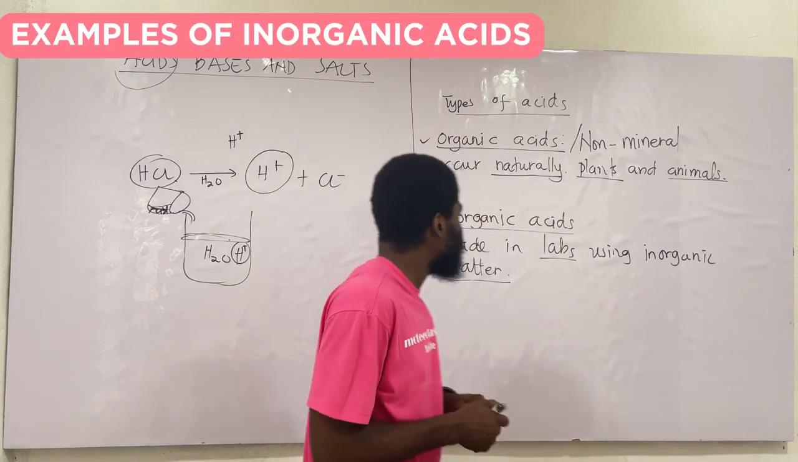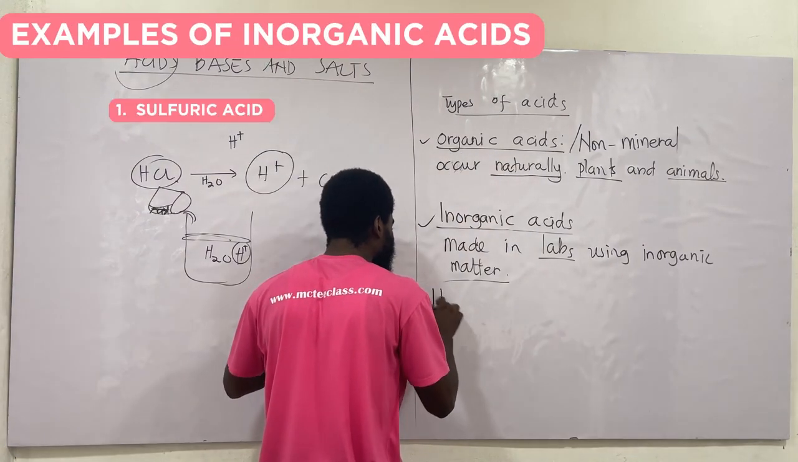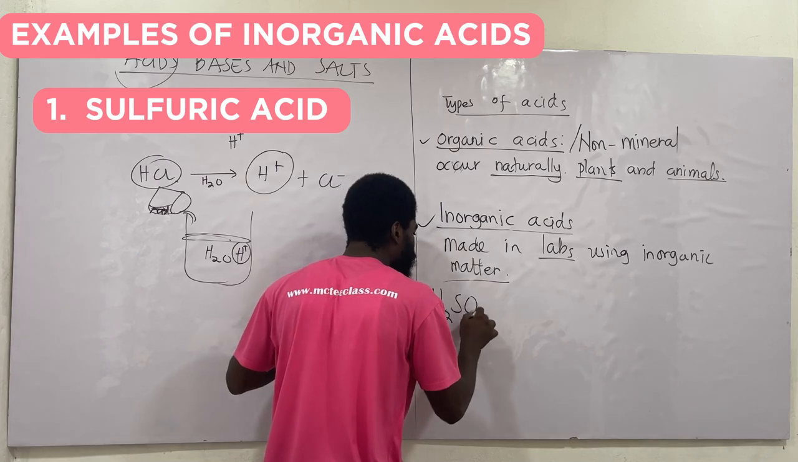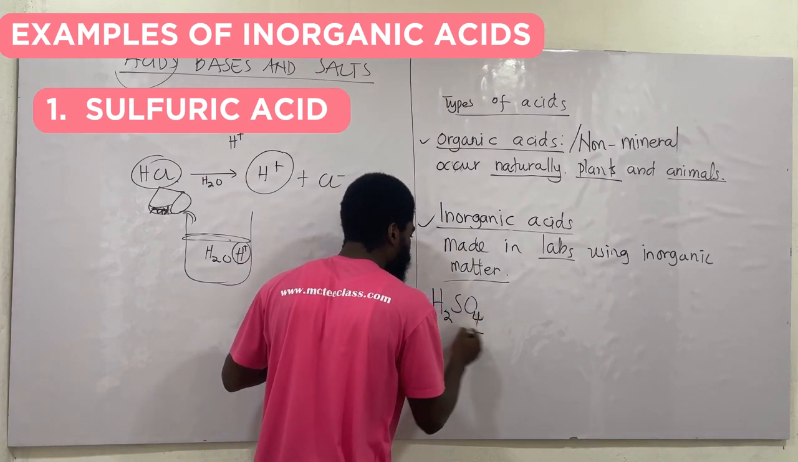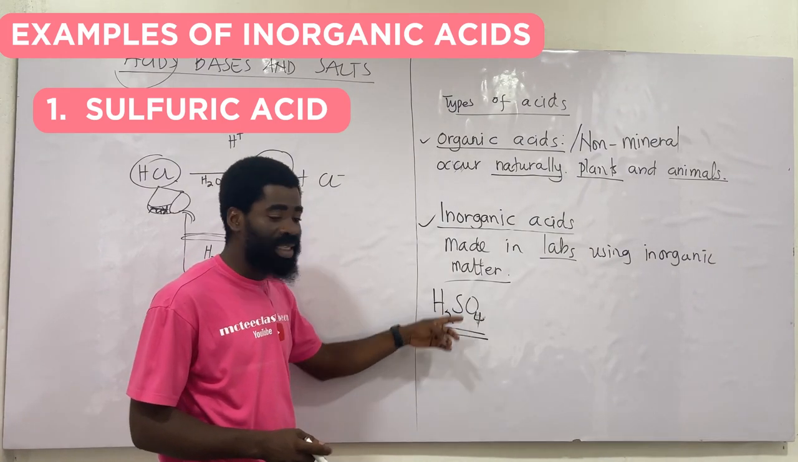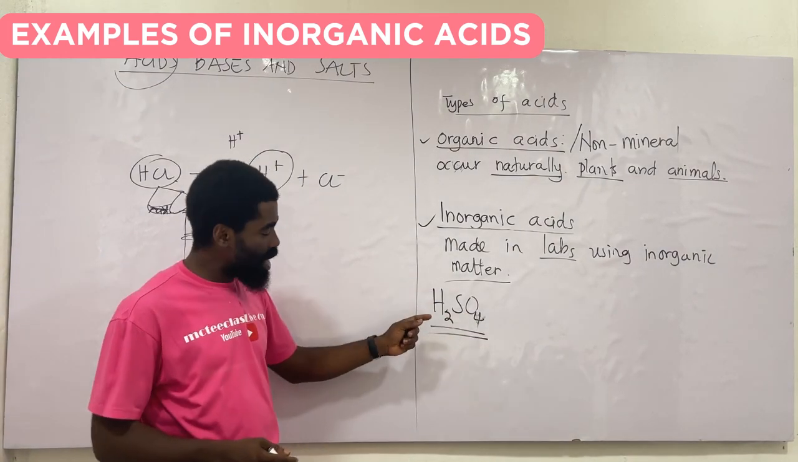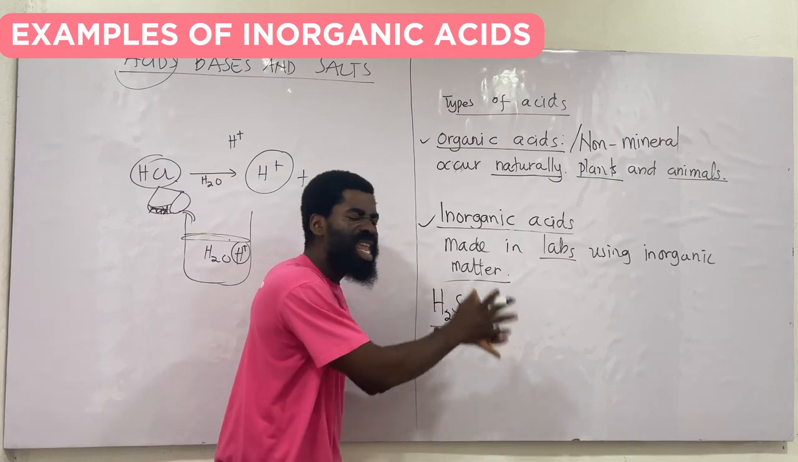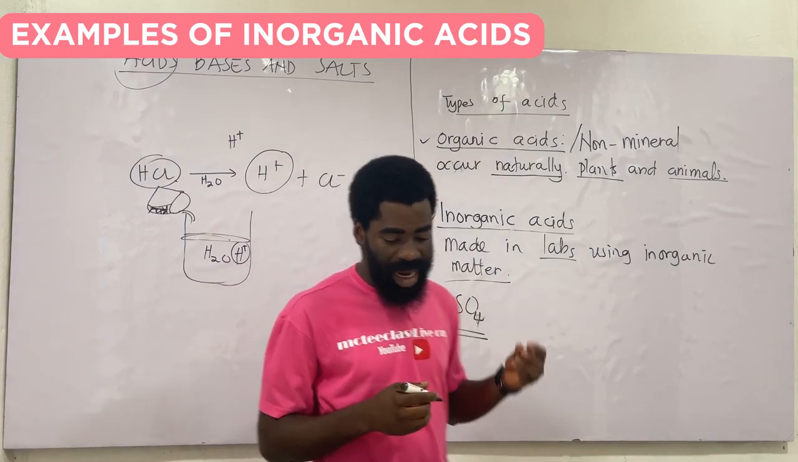An example is sulfuric acid, H2SO4. I've already taught how to name this. That is tetraoxosulfate 6 acid. You can go and check that video out and learn how to name compounds. I've already done that for you.